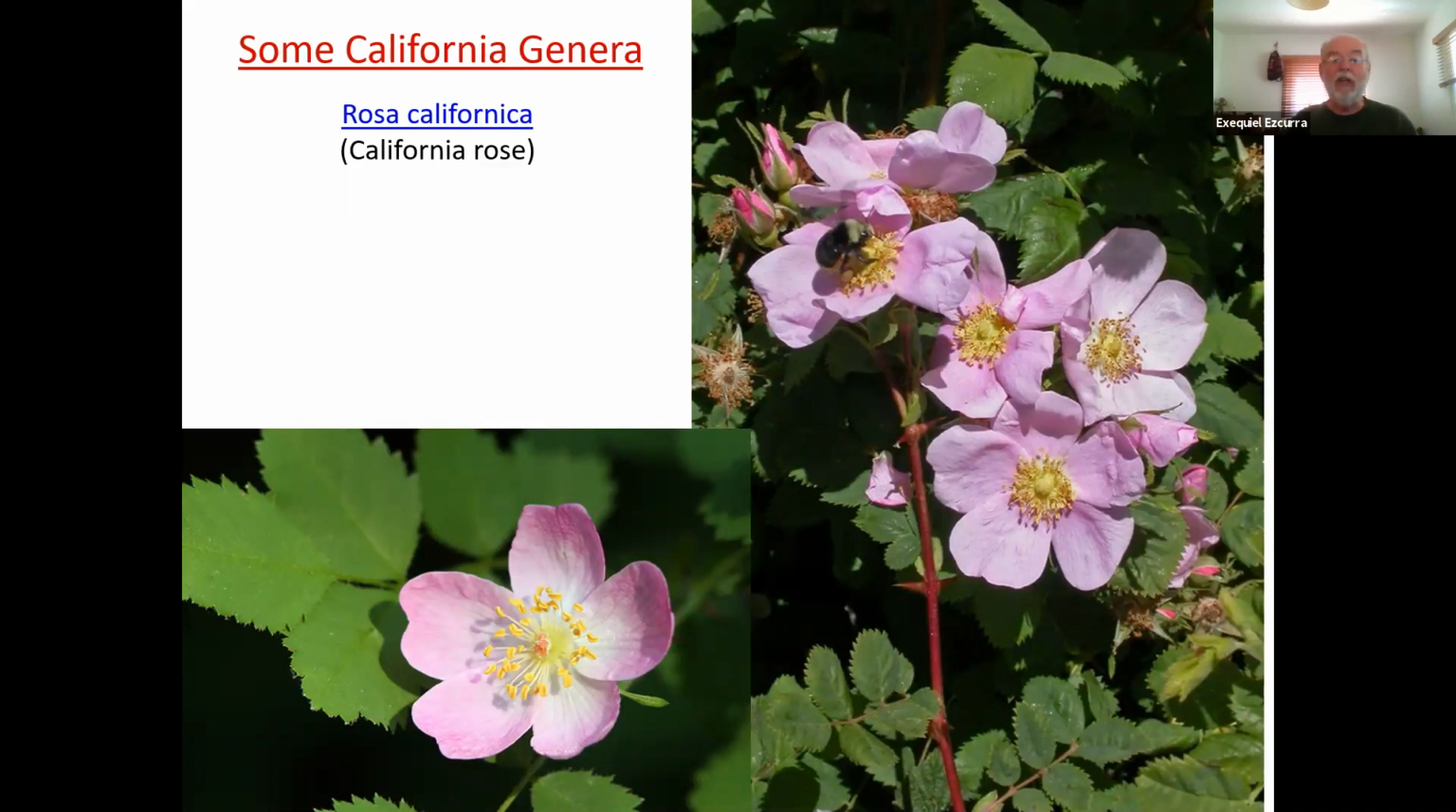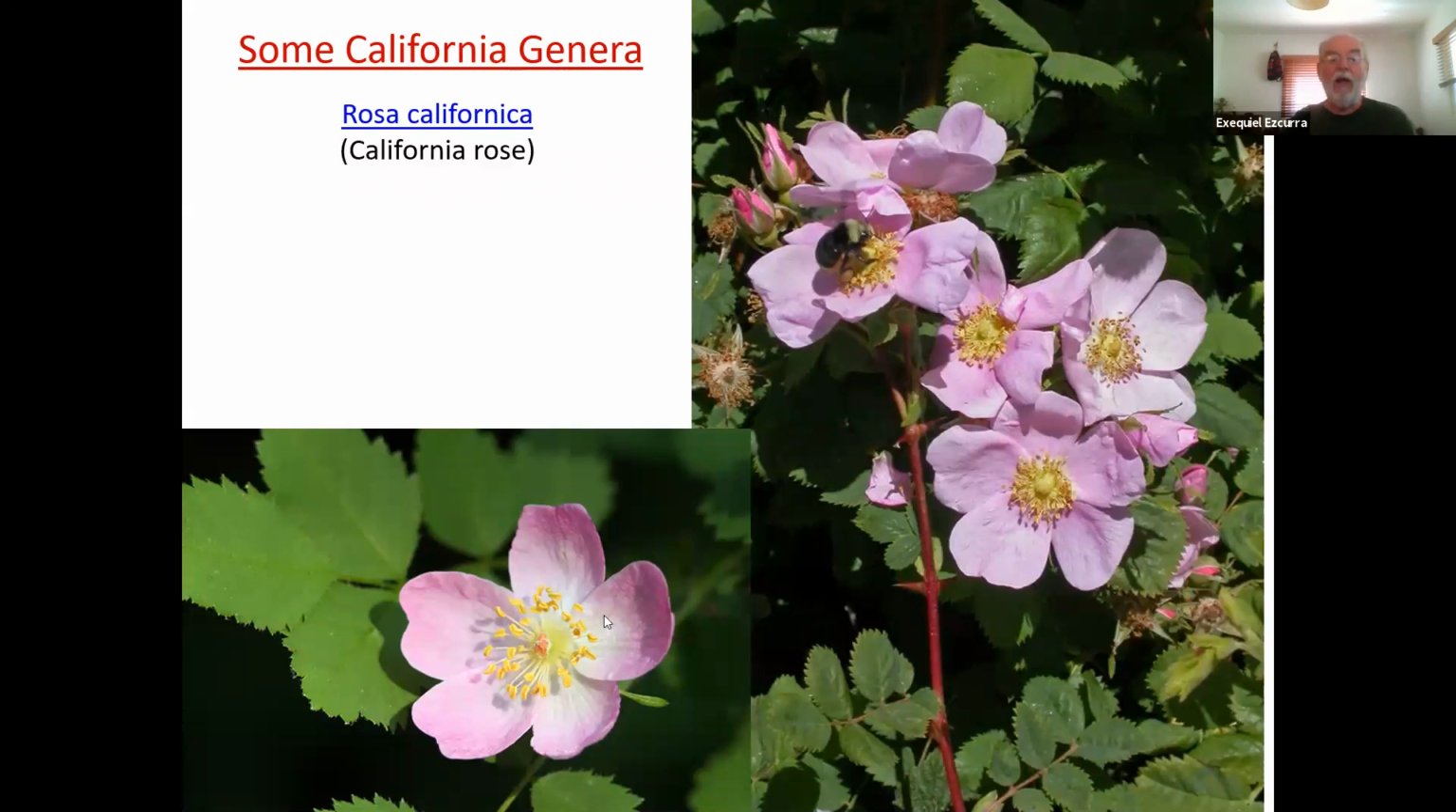Some California genera. Rosa californica, the California rose. You can see here the 5 petals and the multiplicity of stamens and the stigmas here at the entrance onto the hip. It's a common wild plant. It grows in chaparral. It's also highly cultivated in the botanical gardens. You can see here a bumblebee. It's pollinated by bees and especially by bumblebees that love this wild rose.